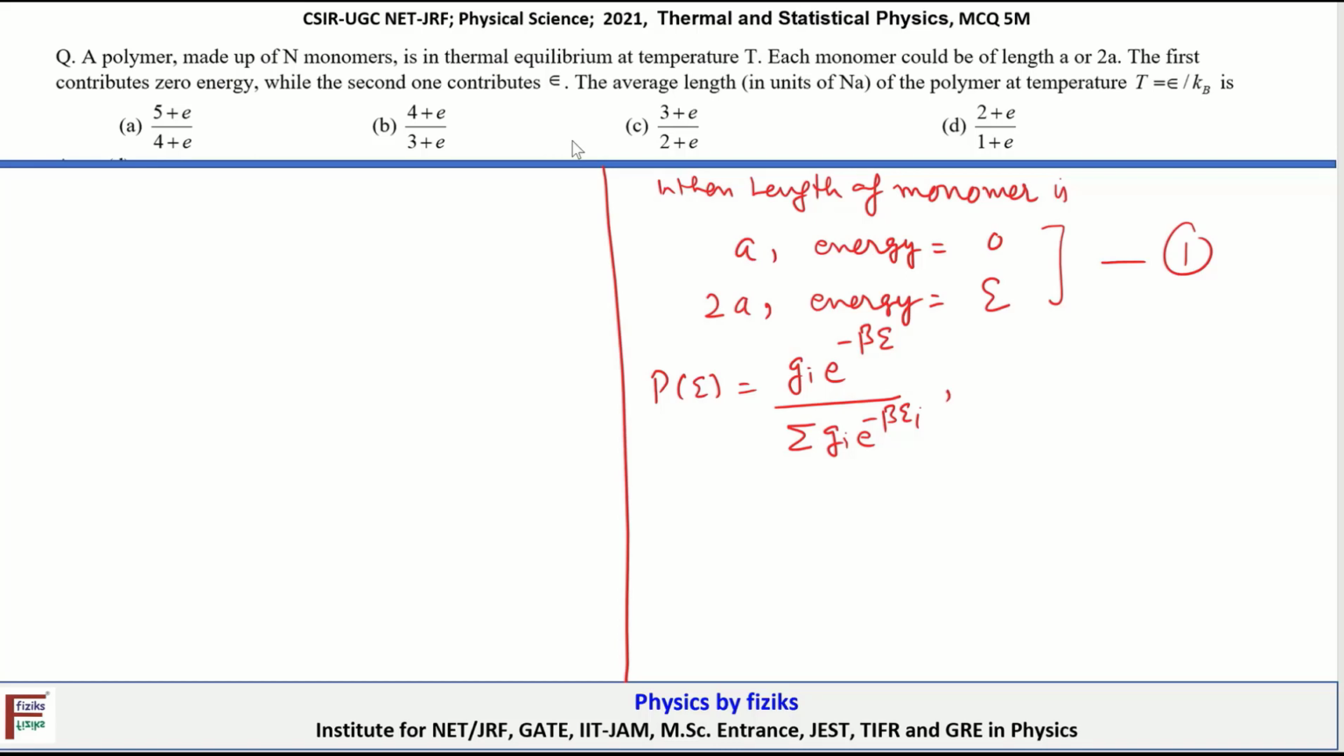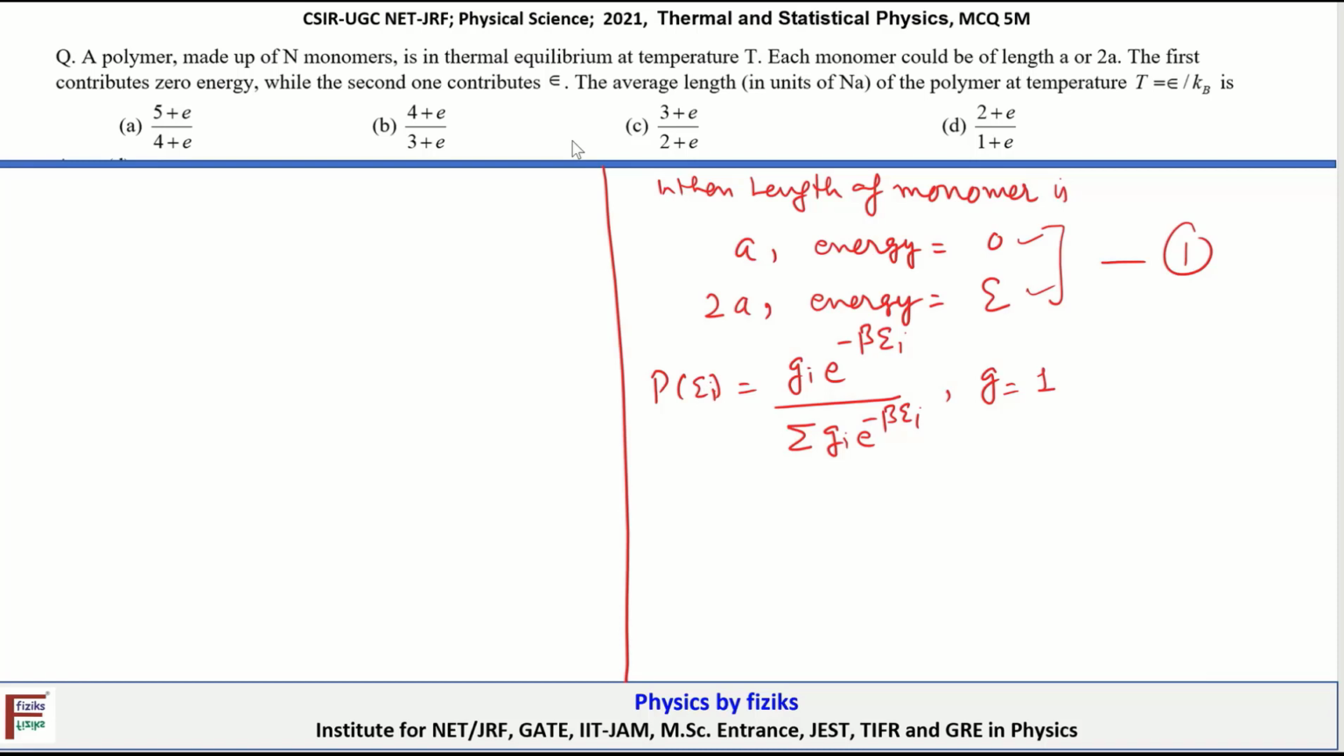Because these two energy values each have only one unique state, g is going to be unity. Now this is a general expression, so I write E_i just to make it a generalized result. Now we will write the probability for having energy 0 and for having energy E, because we need these probabilities to find the average length of the chain.